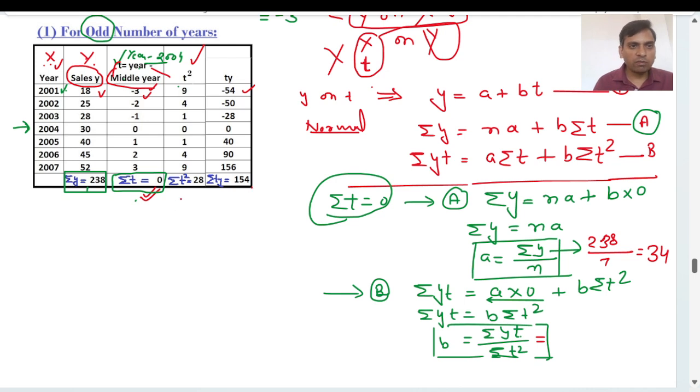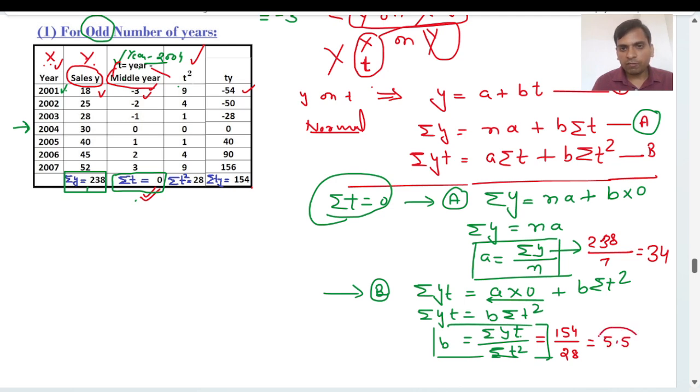So now we will put these things in this value of B. So the value of B: summation yt equals 154, and this quantity is divided by summation t square, which is 28. So this equals 5.5.